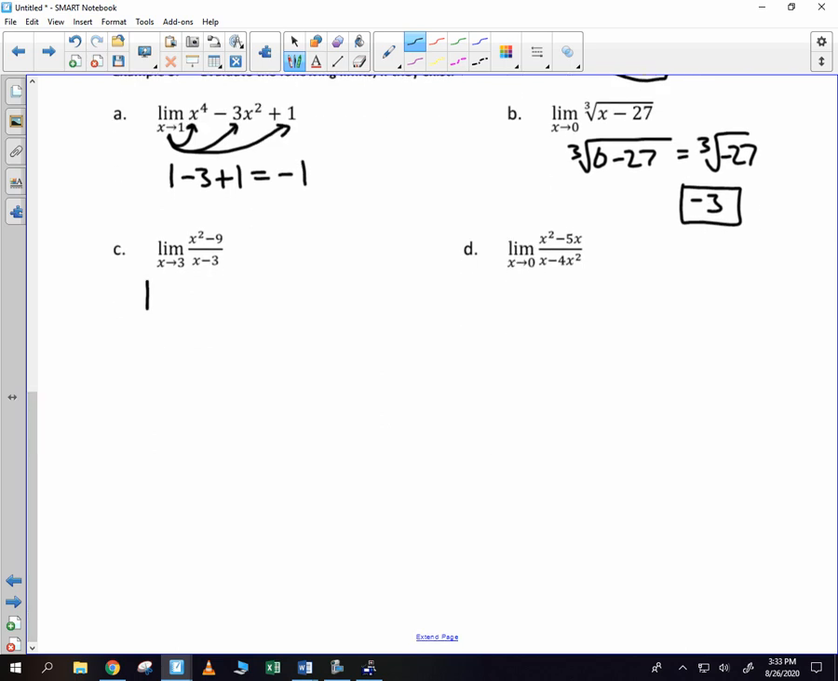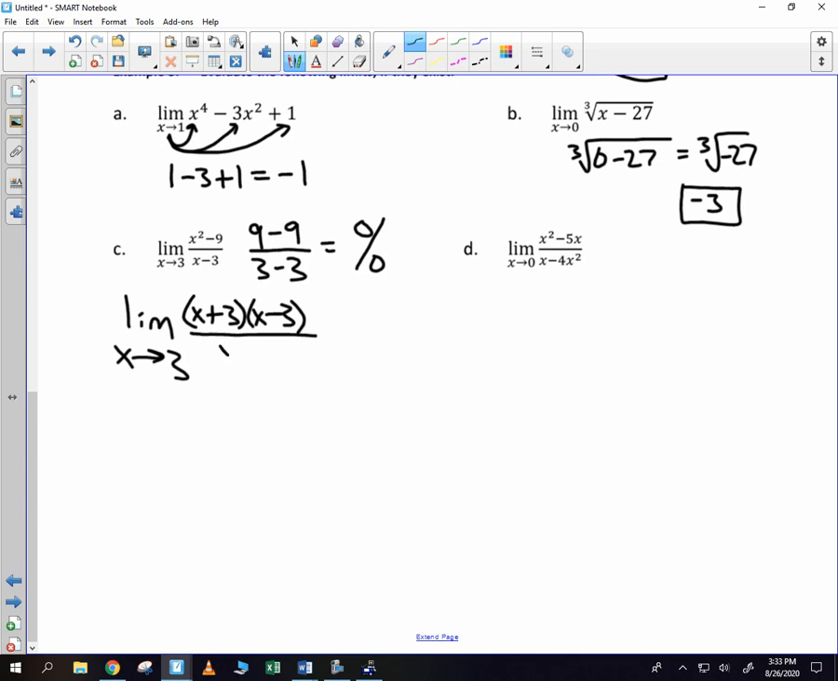This one, we plug in 3, and we get 9 minus 9 divided by 3 minus 3, or 0 over 0. That's a problem. So we're going to do some tricky mathematics. Limit as x approaches 3 of x plus 3 times x minus 3, I just factored the top, divided by x minus 3. So that discontinuity divides out, and you can simply plug 3 in now to what remains. 3 plus 3 is 6.